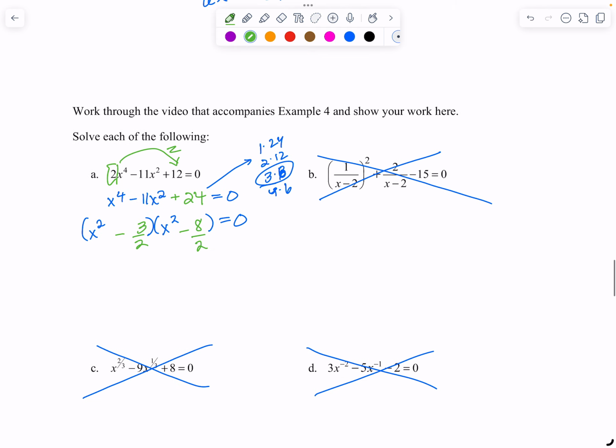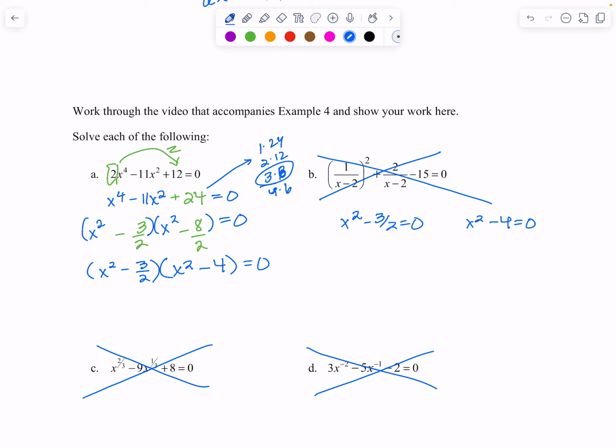Let's keep on trucking. So we're going to have x squared minus 3 halves, and then we're going to have x squared minus 4 equals 0. Now I'm going to set each one of those equal to 0, just like we would if that had been just a regular old x instead of x squared. So I'm going to have x squared minus 3 halves equals 0, and x squared minus 4 equals 0.